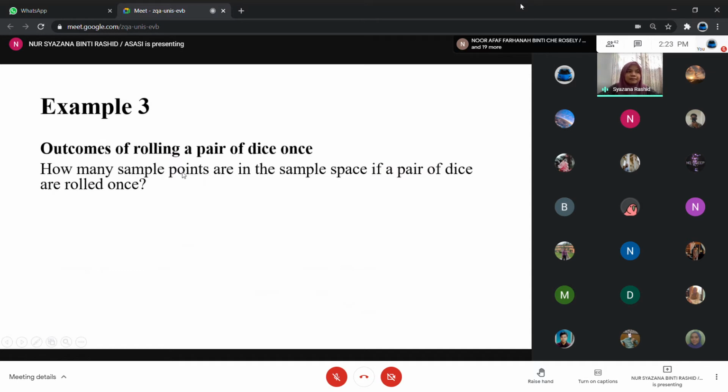Okay, how many sample points are there in the sample space? So same as before, we want to find the number of outcomes in the sample space. If a pair of dice are rolled once. Okay, before this in our experiment, we had one die and we roll it twice. Meaning we have one die, we roll it twice, and we observe its output.